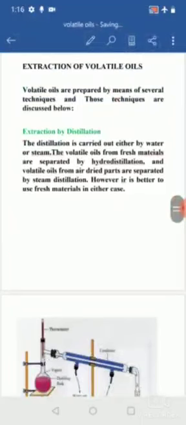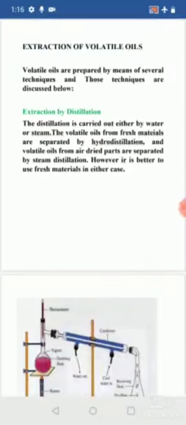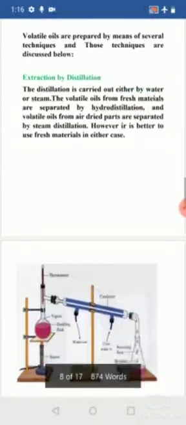Either you can go with the normal hydro distillation, that is by using water, or you can go with steam distillation, that is by using steam. For the bark portion, water will take more time, so for that reason you go with steam distillation, which has high penetration power. For fresh leaves and petals, you simply go with hydro distillation, by using water. And for the harder drugs, like the bark, fruit or root containing the volatile oil, you go with steam distillation, because steam has high penetration power.